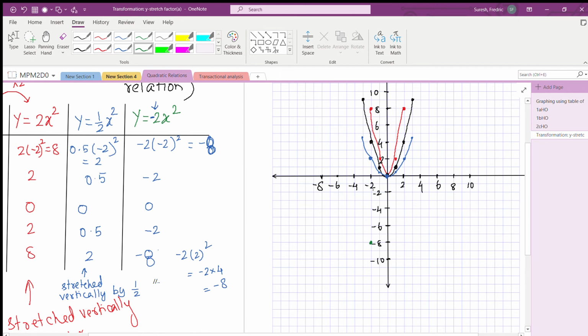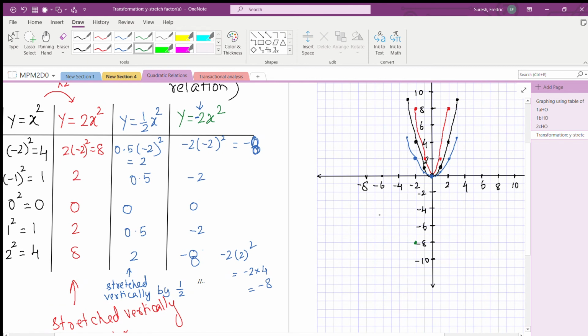And -1, I get a -2. Okay, so right about there. And 0 is the same thing as 0, 0 comma 0. +1, I get a -2. +2, I get a -8. So I join these. I still have a parabola, but instead of opening up, it opens down.